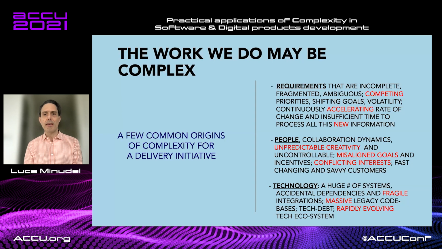You may wonder then, what makes it more or less complex? Well, in the requirements, for example, the rate of change can create complexity. Some of the requirements can be competing with each other and in conflict, and then there is a lot of new information coming in. There is also the people side of it. Our creativity can be unpredictable. We may have misaligned goals, or there may be conflicting interests among stakeholders. And then the technology, the one that you know extremely well. We may have plenty of dependencies, a massive legacy code base, technical debt, fragile integration, and a rapidly evolving technological ecosystem, with new technology continuously coming in.